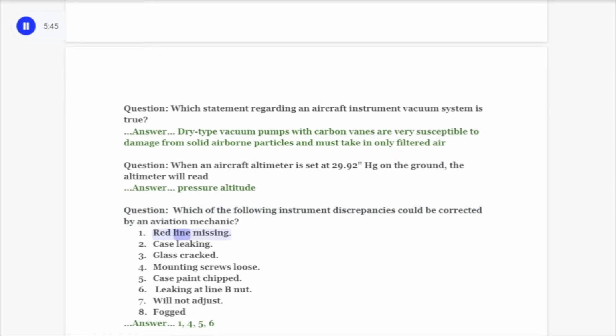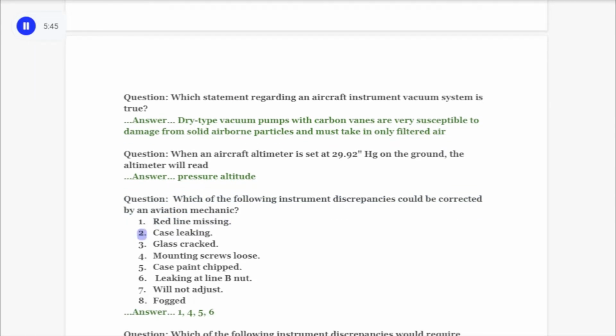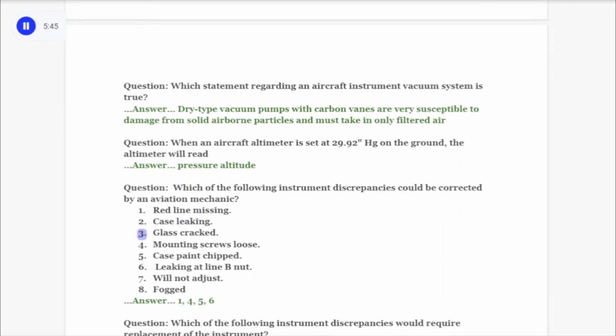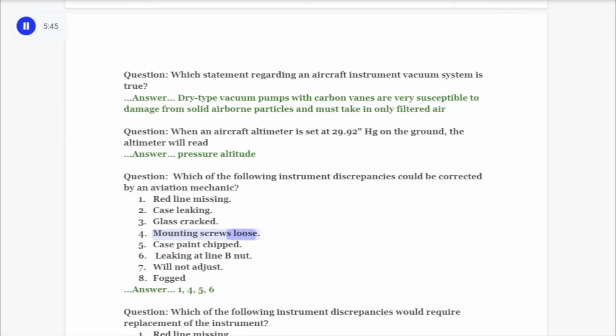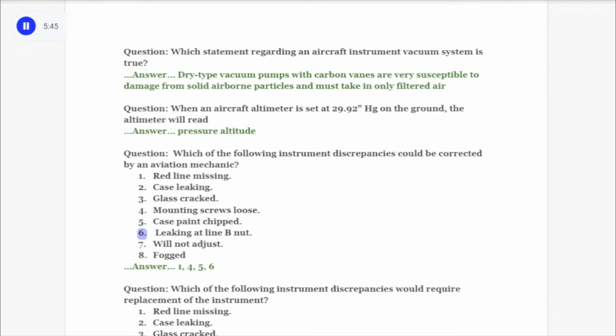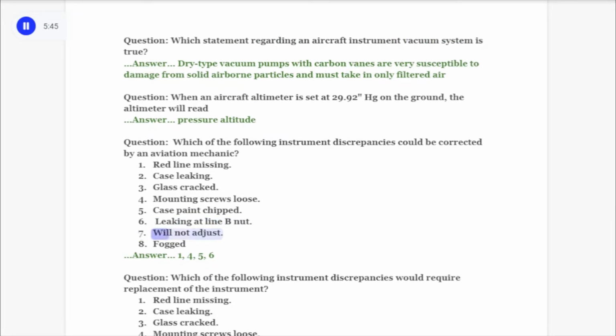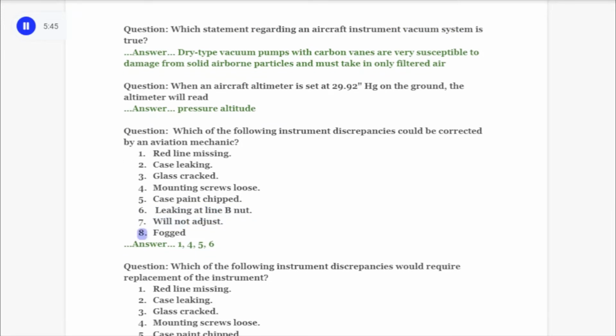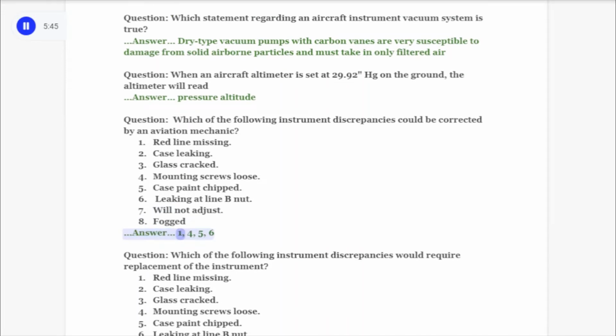Question: which of the following instrument discrepancies could be corrected by an aviation mechanic? 1. Red line missing. 2. Case leaking. 3. Glass cracked. 4. Mounting screws loose. 5. Case paint chipped. 6. Leaking at line B nut. 7. Will not adjust. 8. Fogged. Answer: 1, 4, 5, 6.